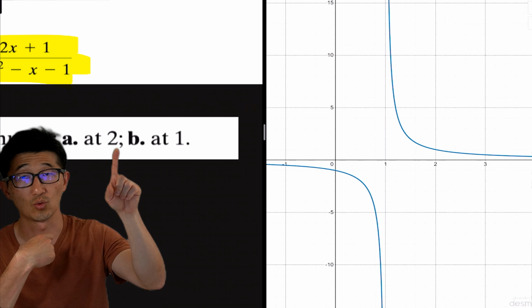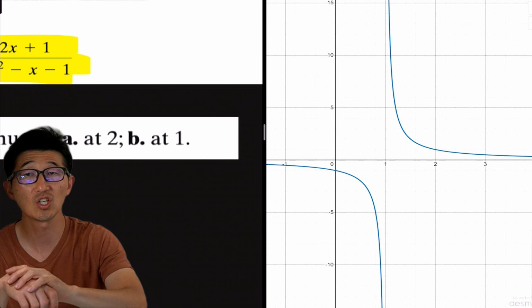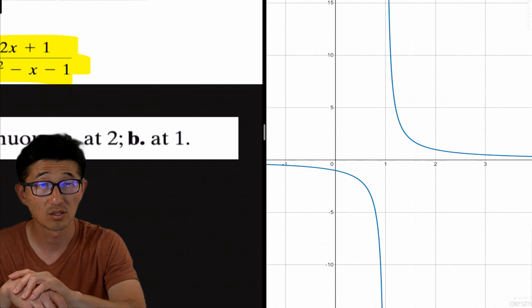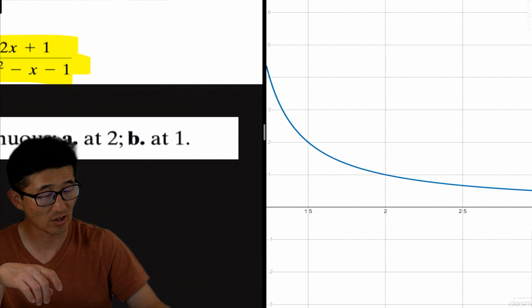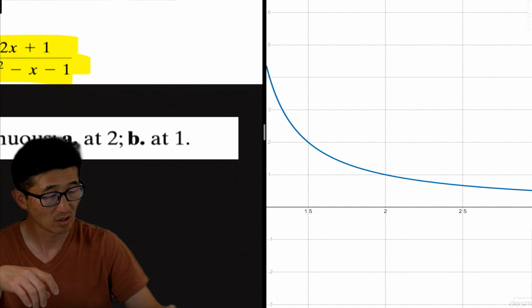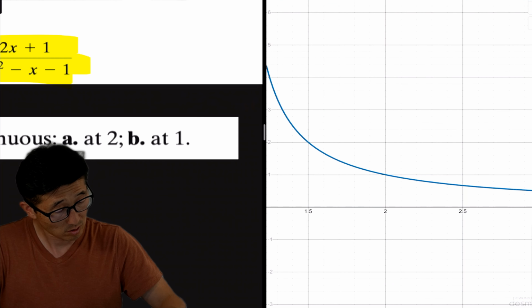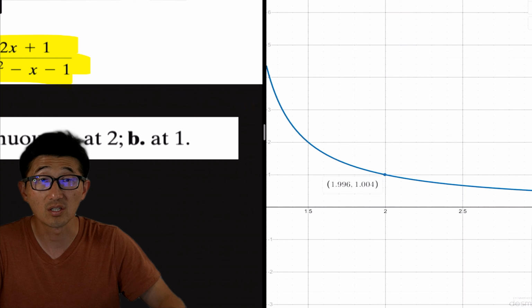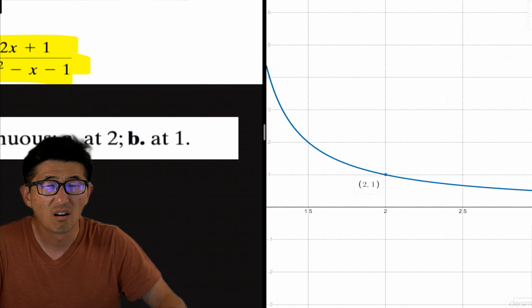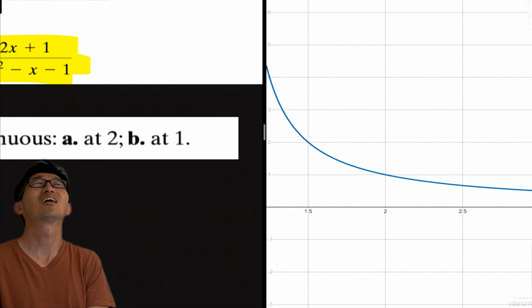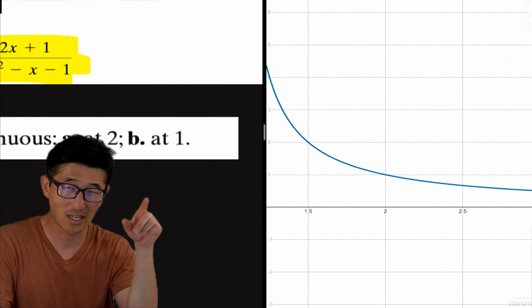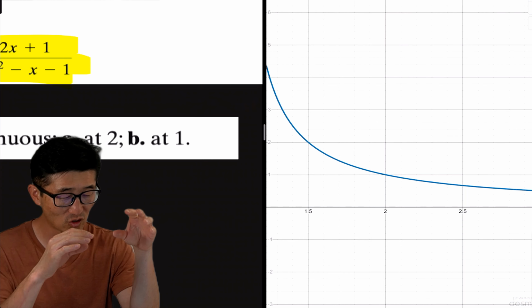What about at 2? Is it continuous at 2? Just at 2. What's the y value at 2? Touch it with your finger. Oh, it's not showing. Yeah, there it is right here. See it?